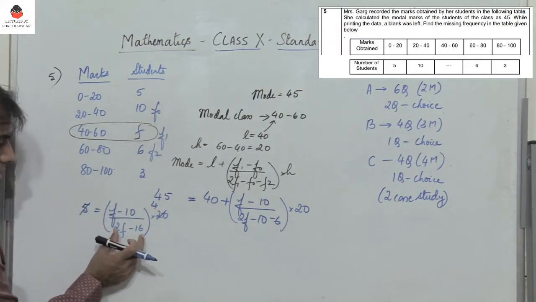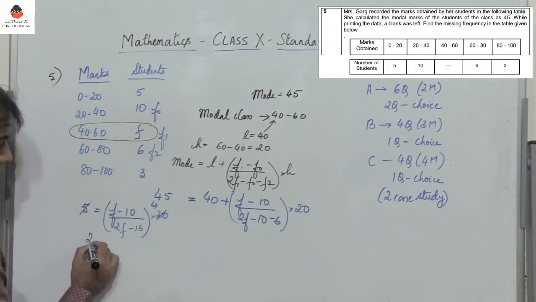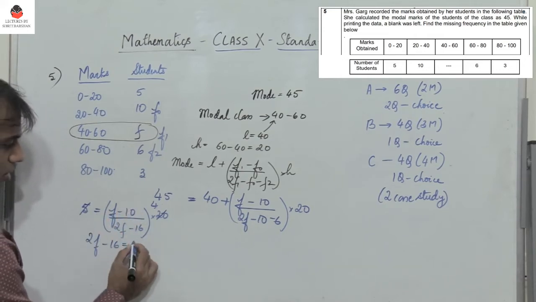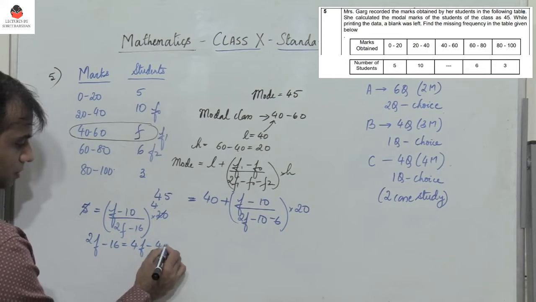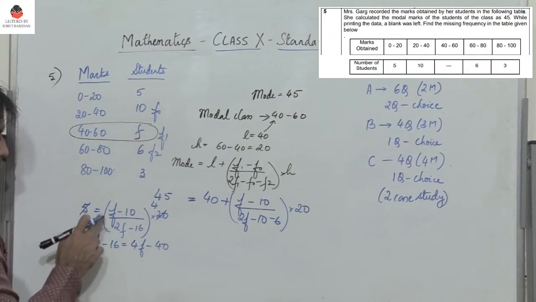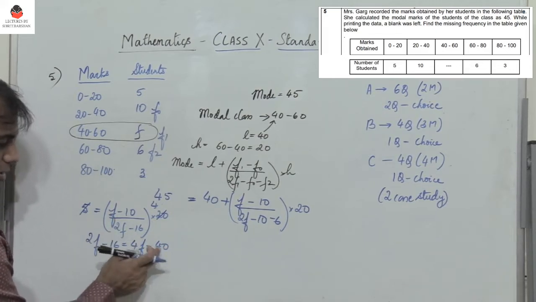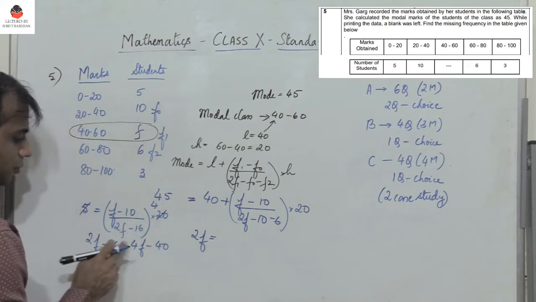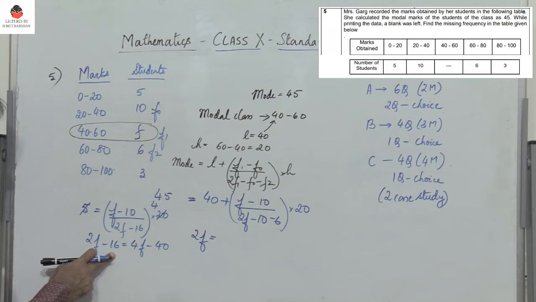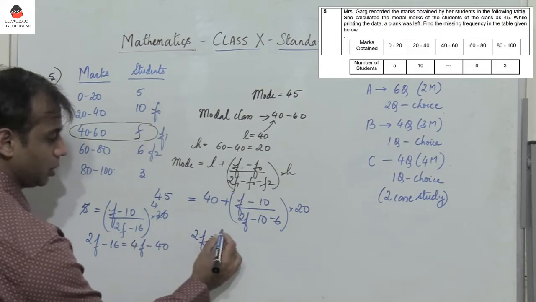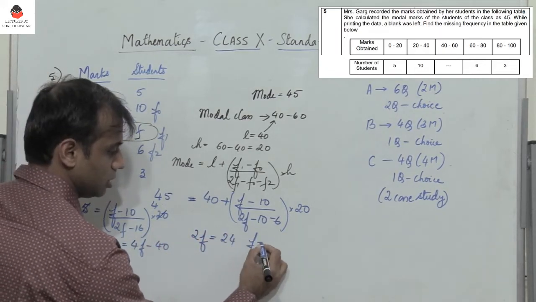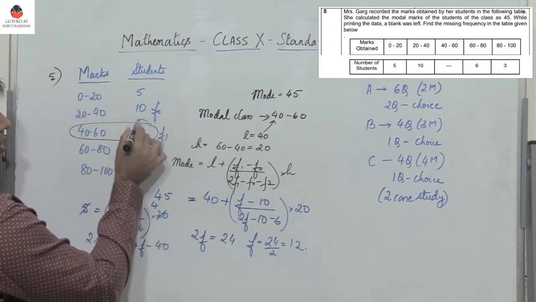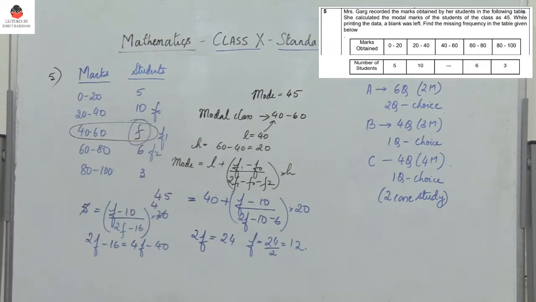So let me take the denominator to LHS. So we get 2f minus 16 equals 4 into f minus 10. So I get 4f minus 40. So observe, take 2f to RHS, minus 40 to LHS. So you get 2f equals 40 minus 16. So 40 minus 16 will be 24, or f equals 24 by 2, which is 12. So the value of f, that is the missing data, is 12.